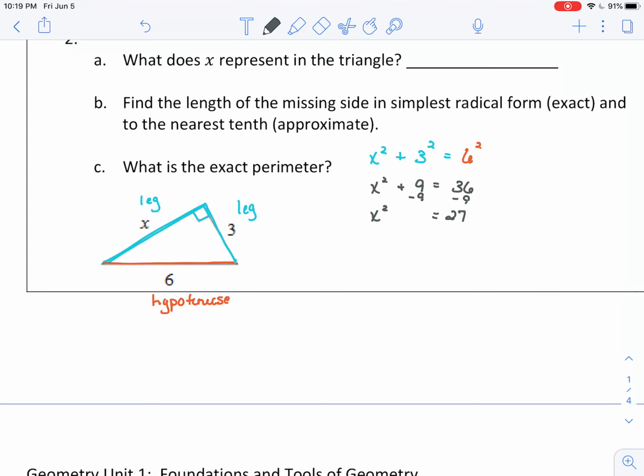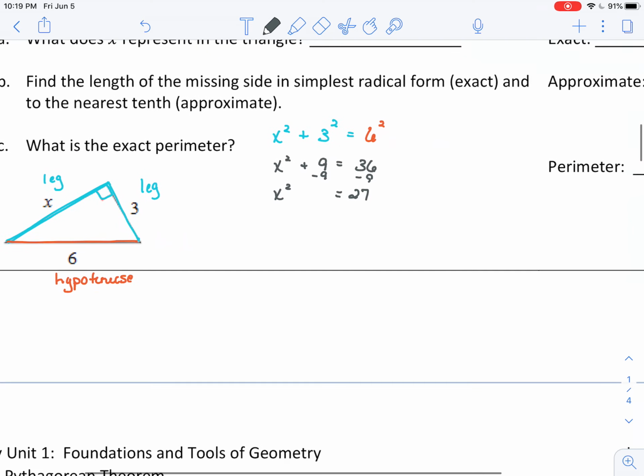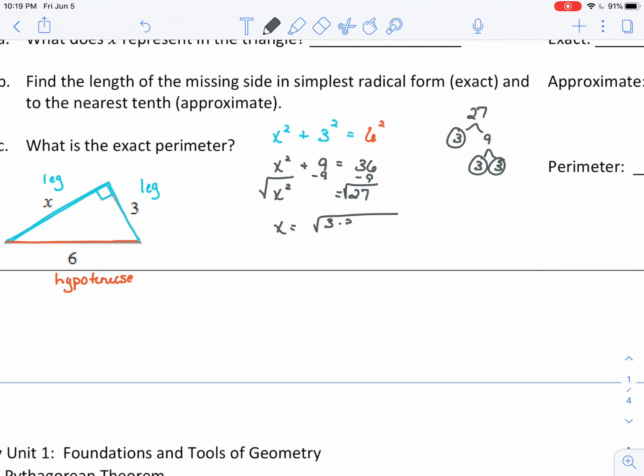which is 27. Now 27 is not a perfect square, so I need to think what divides into 27. Well, 3 times 9, which gets me some more 3's. So when I solve by square roots, I'm not going to really think about the square root of 27. I'm going to think of the square root of 3 times 3 times 3.